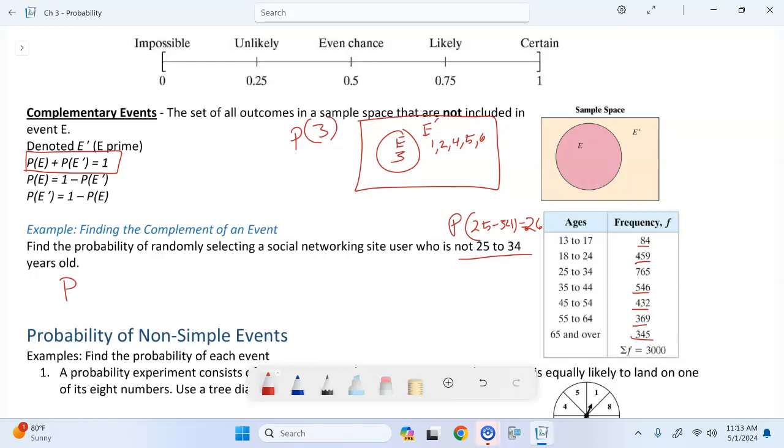So the probability of not getting 25 to 34 is going to be equal to 1 minus the probability of getting 25 to 34. And that's how we get that complement, E prime. And so when we take 1 and we subtract 26, we get our 74%. So we can use complements to fill in those gaps rather than go through and reevaluate a whole new series of events.